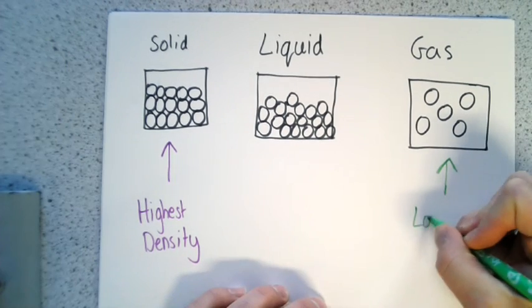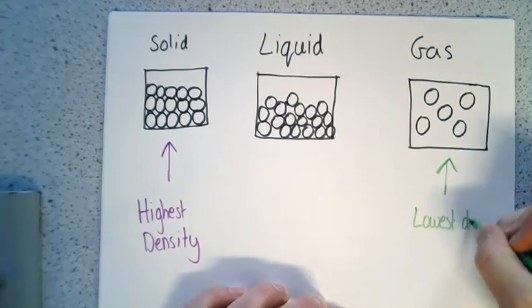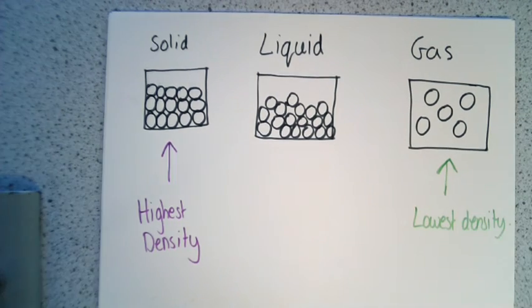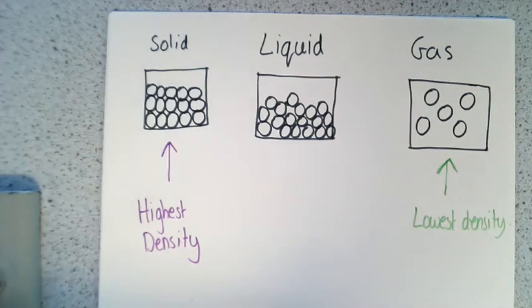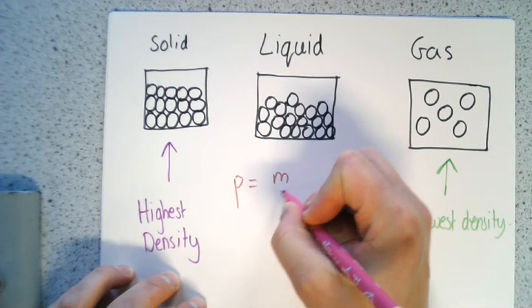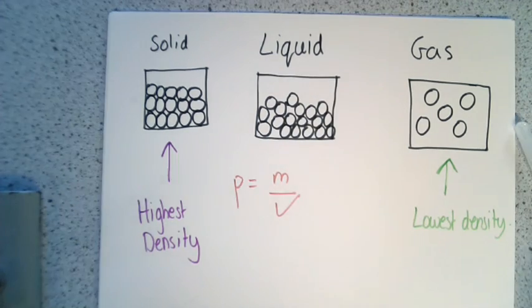Gas particles have got the lowest density. So dead simple. Solids highest density, gas is lowest density. Now, you could be asked how to work this out in the exam. For this, we're going to need an equation. You may see it as rho equals M over V. Rho stands for density.